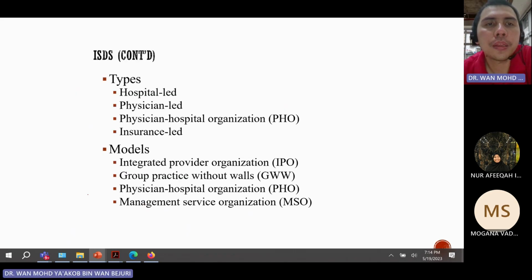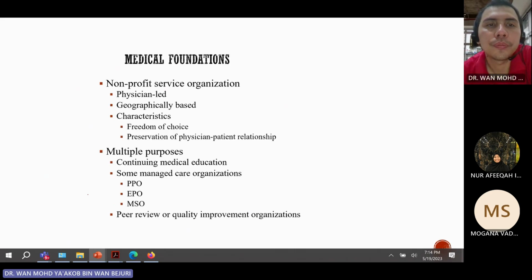There are many types of IDS. First is hospital led, second is physician led, third is physician hospital organization, and the last one is insurance led. The models in an IDS include an integrated provider organization, group practice without walls, physician hospital organization, and management service organization.